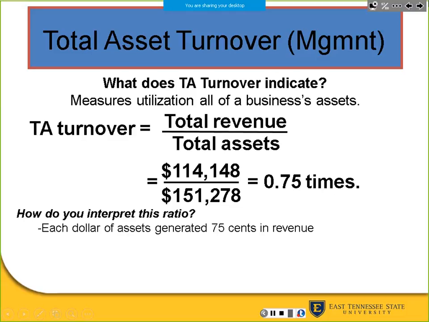And again, we interpret this the same way: each dollar of whatever's in the denominator, in this case each dollar of assets, generates 75 cents in revenue.